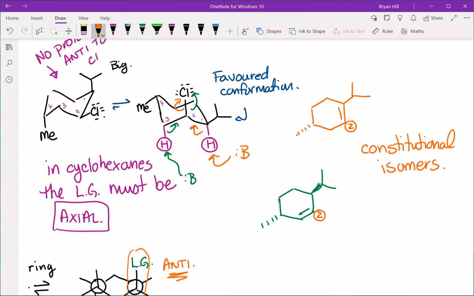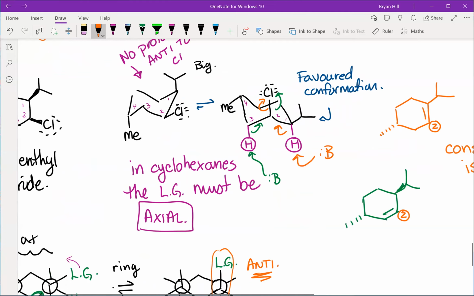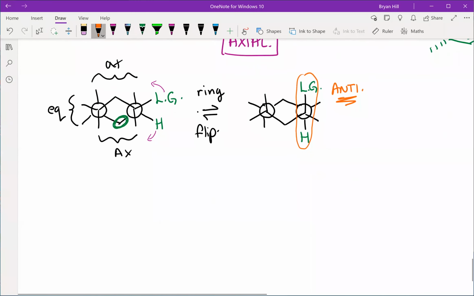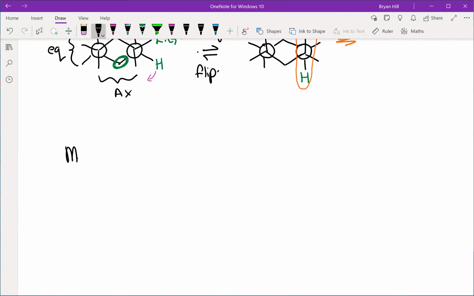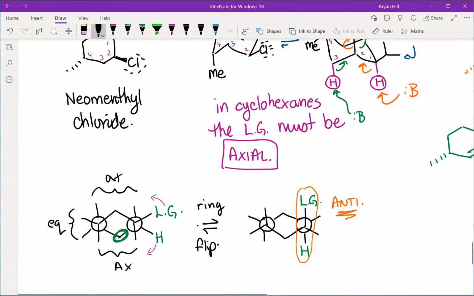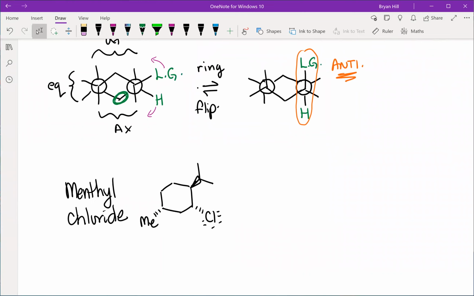But the important thing is that the leaving group has to be axial on a cyclohexane ring, and the proton has to be axial on a cyclohexane ring. Now let's look at a similar reaction with a stereoisomer of neomenthyl chloride, which is menthyl chloride. Menthyl chloride looks like this. Isopropyl up, chlorine down. So this is a diastereomer because in the previous example, the chlorine was up. The methyl and the isopropyl are exactly the same.